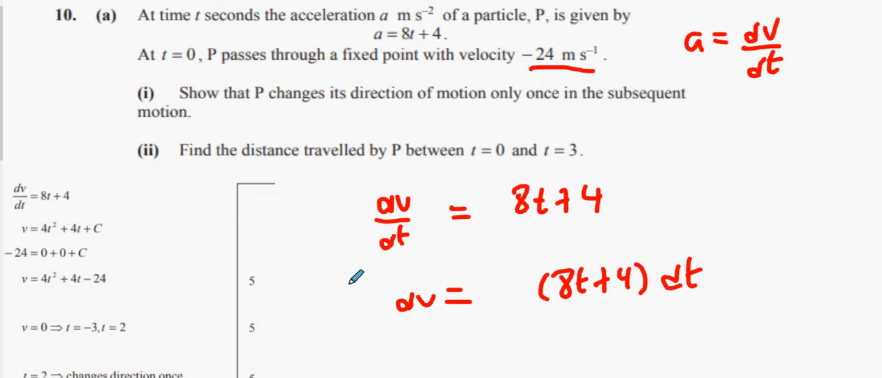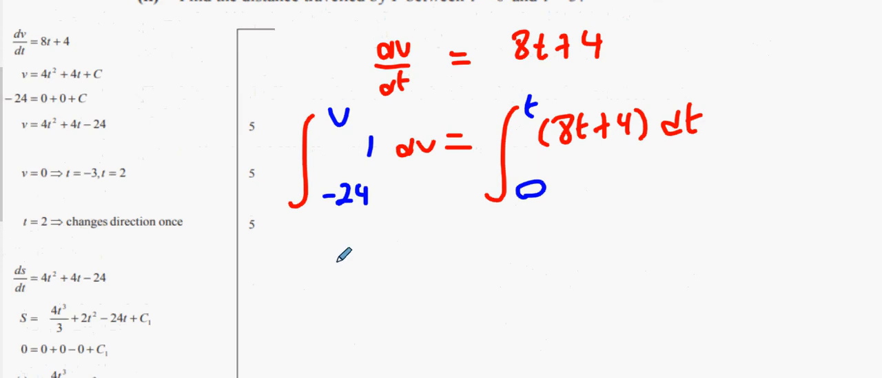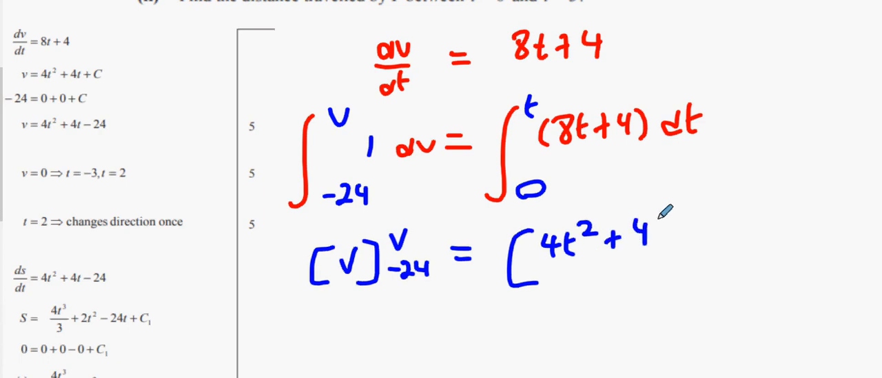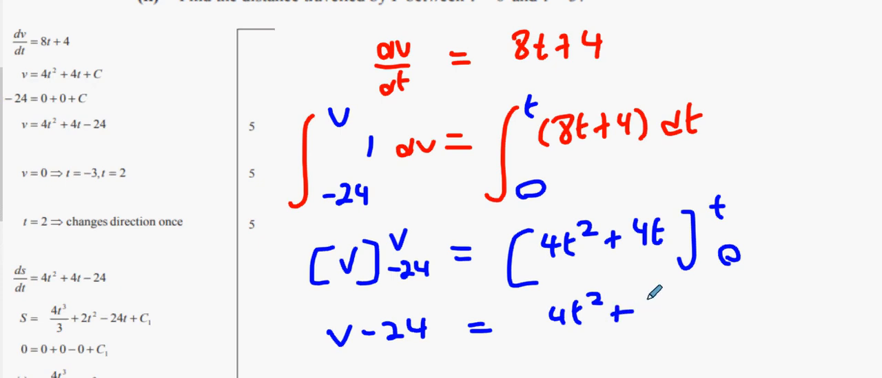Alright, let's talk limits here. At t equals 0, what's the deal? Minus 24, and that's v, and that's t. Right, integrate. When we integrate, we're going to get v from v to minus 24, and we're going to get 2t squared plus 4t from t to 0. And we're going to get v minus minus 24 equals 2t squared plus 4t.